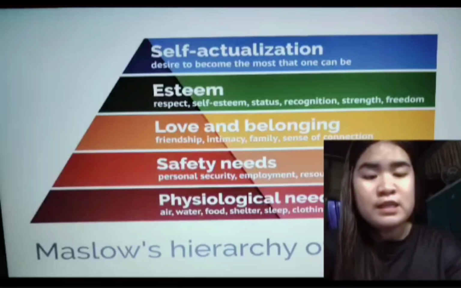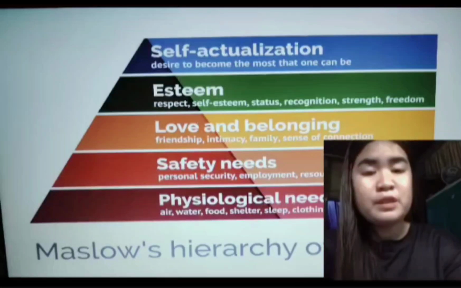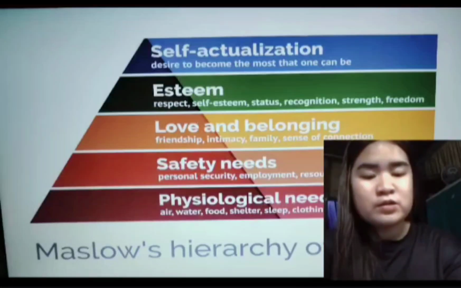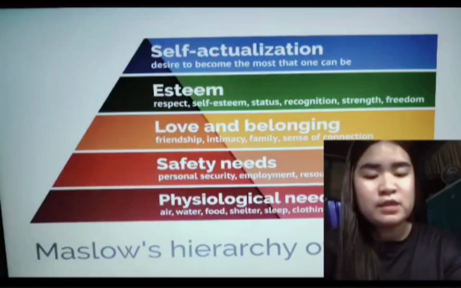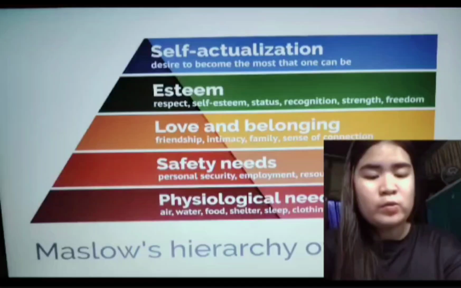Second is a prioritization framework, which ranks needs from basic physiological to higher-level self-actualization. Third, universal application, relevant across cultures, ages, and contexts. Fourth, dynamic and progressive, needs evolve and unfold as lower-level needs are met.